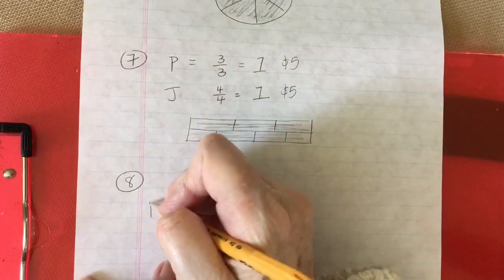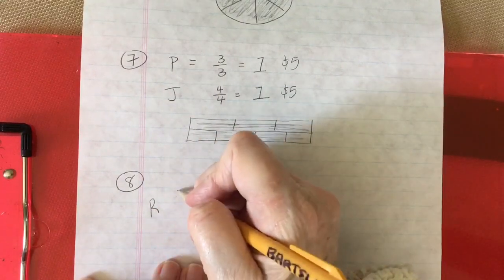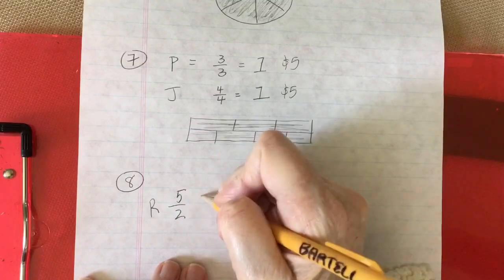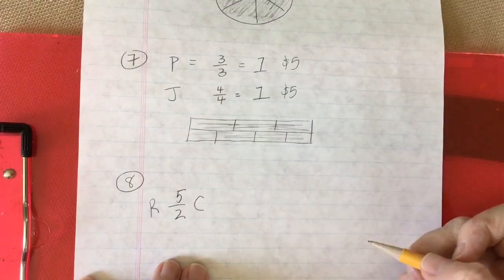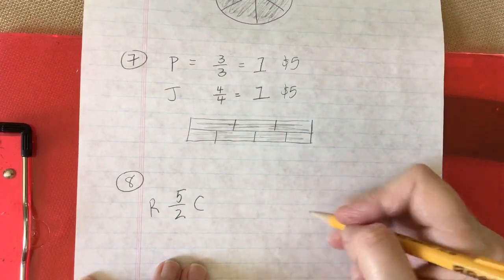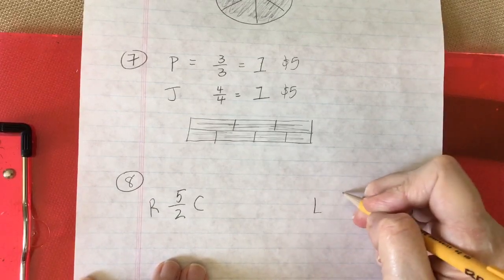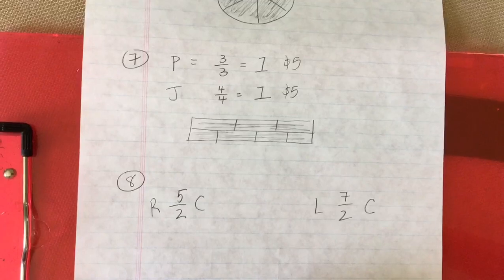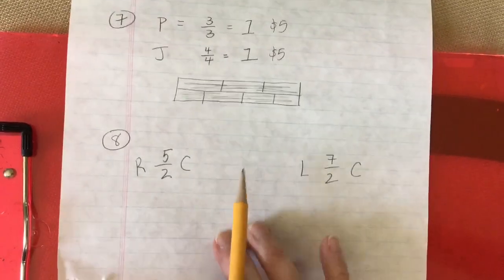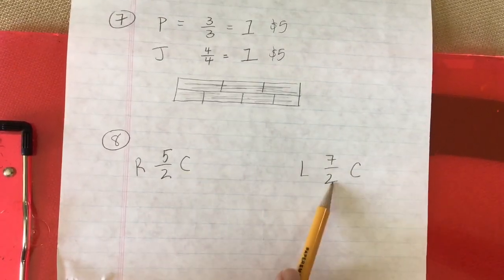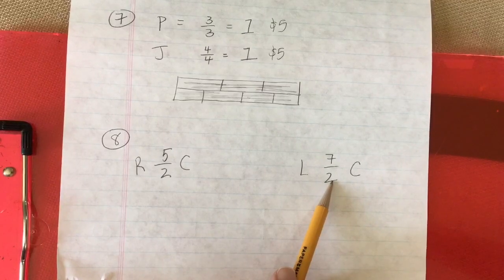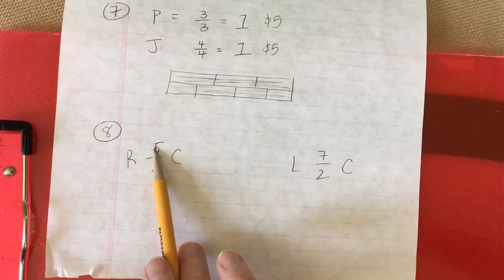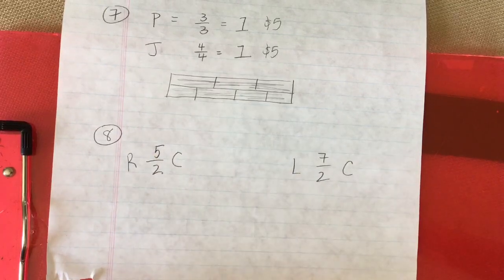A round loaf has 5/2 cups of wheat flour. For a long loaf, it has 7/2 cups of wheat flour. Now, boys and girls, what I'm noticing is that the denominators are exactly the same. And I'm also noticing that these are fractions that are greater than a whole.